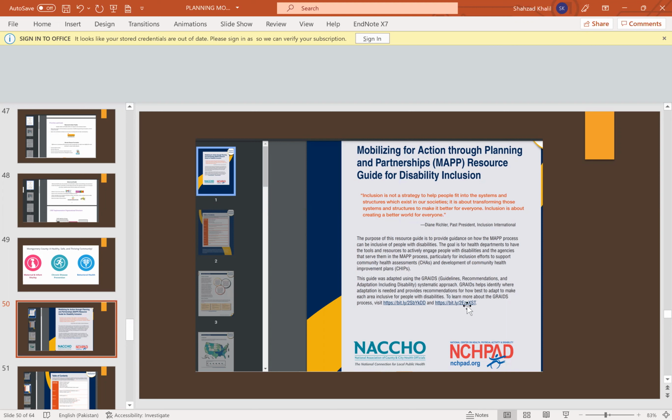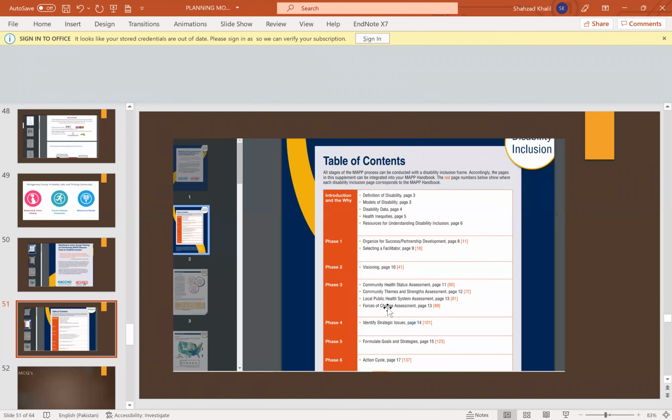community health improvement plans. On the same lines, they have covered the introduction: what is disability, models of disability, data, and the health inequalities, and then the 6 phases. First is organize for success, partnership development. Next is the vision. The third phase is community health status assessment, which is the 4 assessments of the MAP. Then phase 4 is to identify strategic issues. Then phase 5 is to formulate goals and strategies, and phase 6 is the action cycle. So this is how it is being carried out.